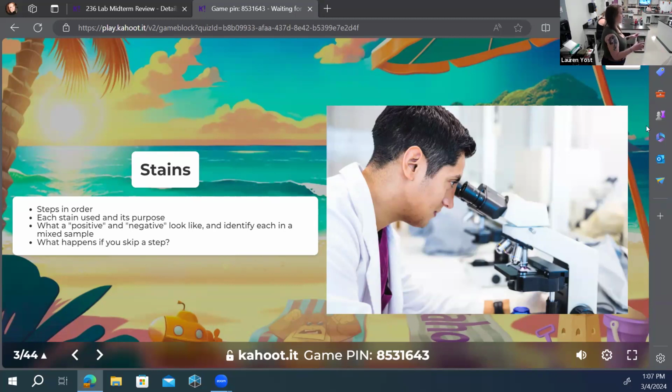So yes, the stain itself, if we're doing endospore stain, obviously it's stained for endospore, but can you tell me what malachite green does in endospore stain? That's the kind of question you're going to get asked on the exam.